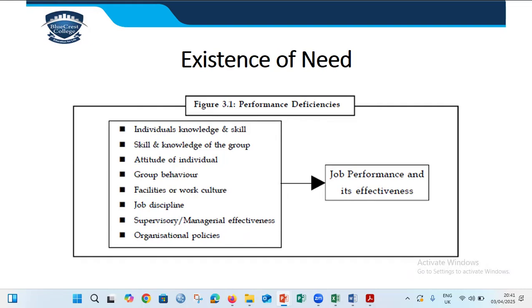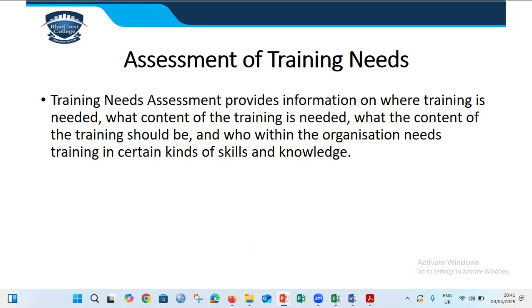But first, there should be a need that has been identified, and it can be identified from any of these. It can be a knowledge gap, a skills gap, or a gap in the way a team performs its functions. But by all means, there should be the existence of a need. Then you can plan training.